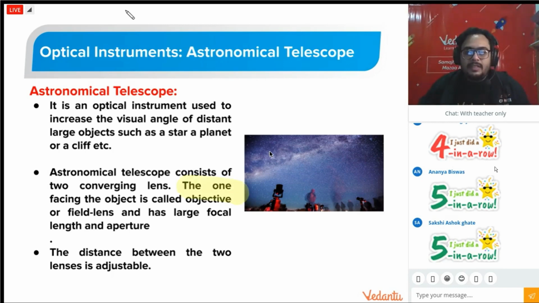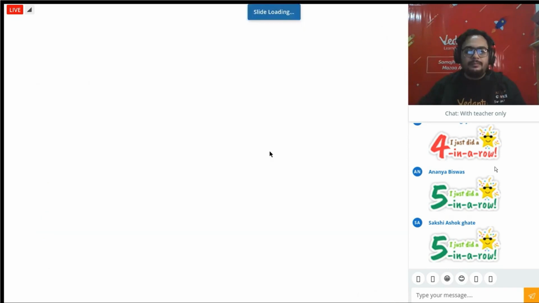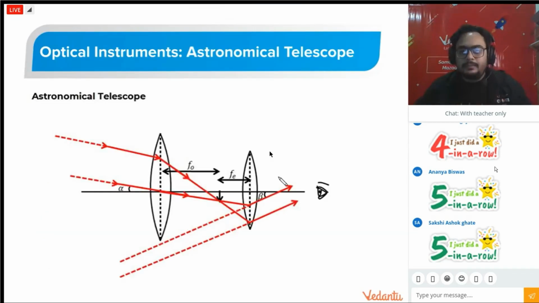The lens which is facing the stars is called the objective and has a larger aperture. So that is bigger. And the lens close to our eye is smaller. You might have seen the telescope in diagram at least. So that has the smaller focal length. So for this, the diagram is different. Basically, you can look at it here. So this is called your eyepiece. This is called your objective.